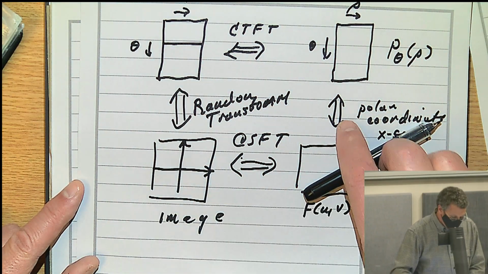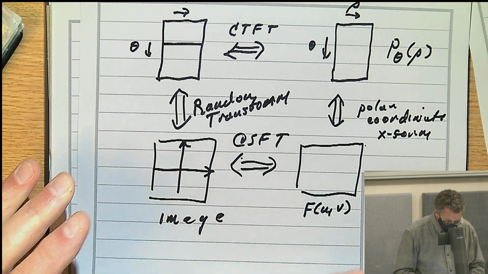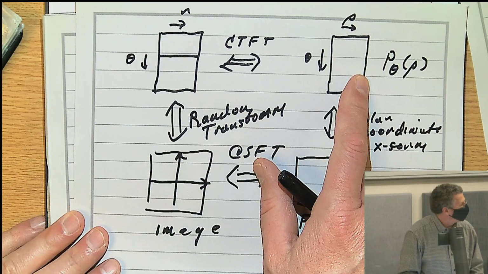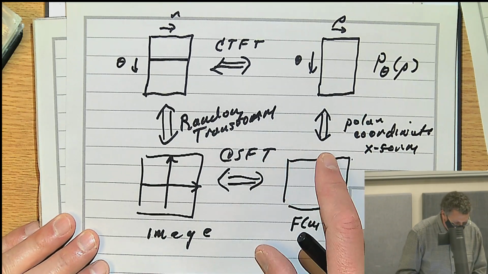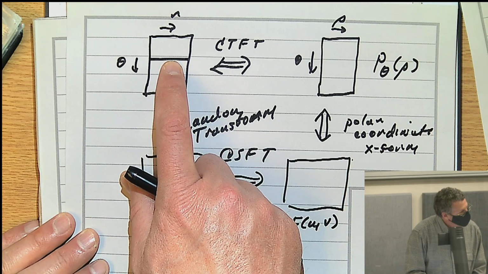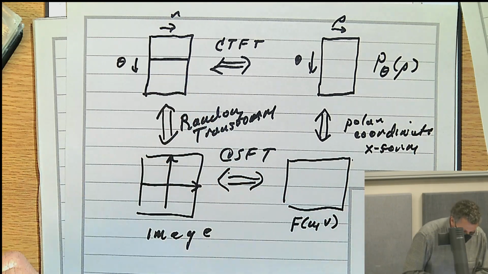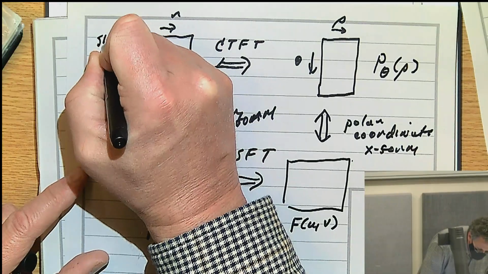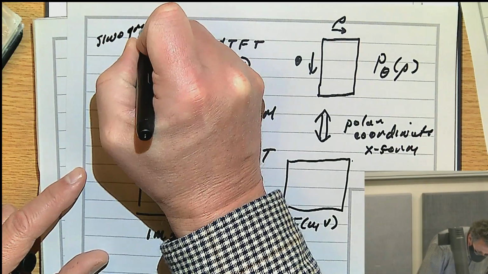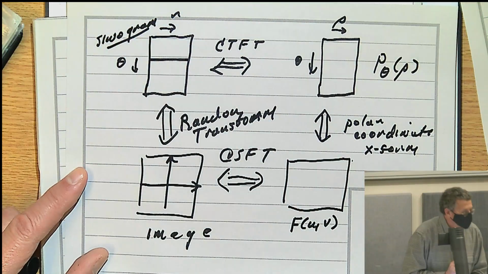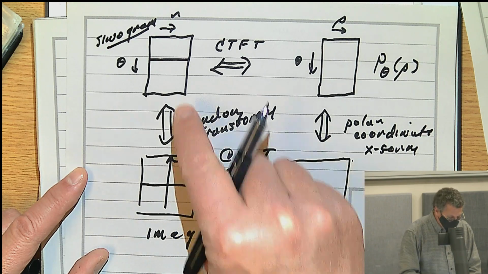What was it? The one on the top? What is it? What's happening here? The first figure that you have. What is that one? So this is the sinogram. Okay.